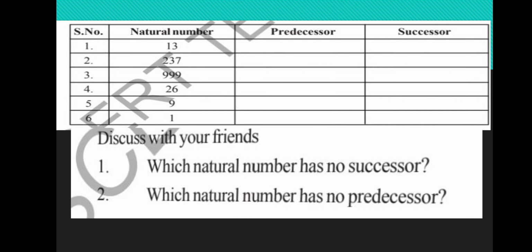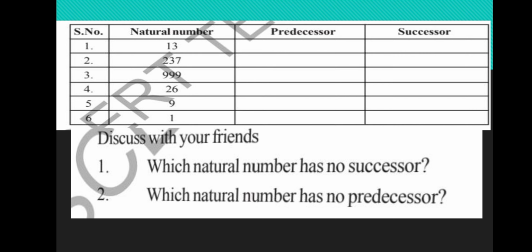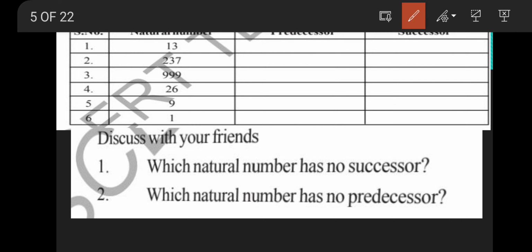Okay, next, that is called predecessor and successor. Before number is called predecessor and next number is called successor. Suppose you are taking 13 minus 1 is 12, means 12 is the before number to 13, so this is called predecessor. 13 plus 1 is 14, which is the successor. Like that we can get the predecessor and the successor.